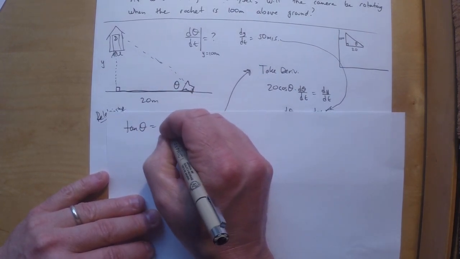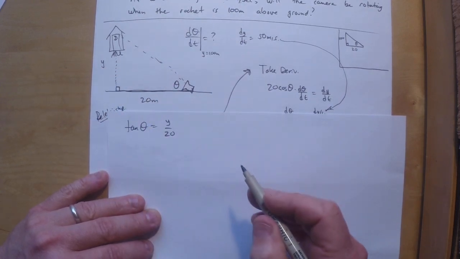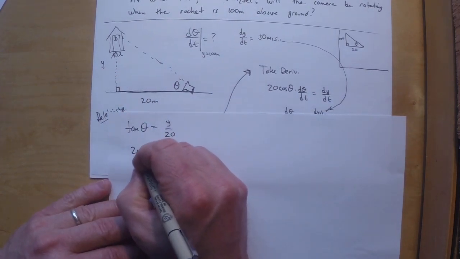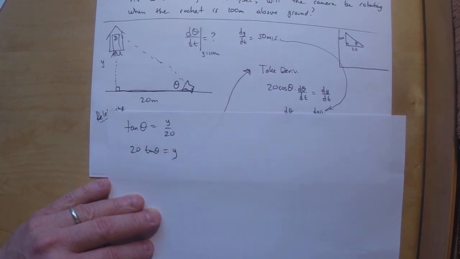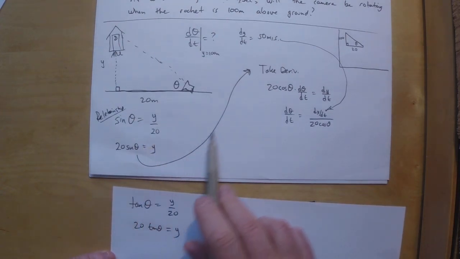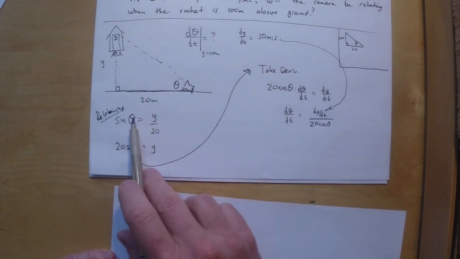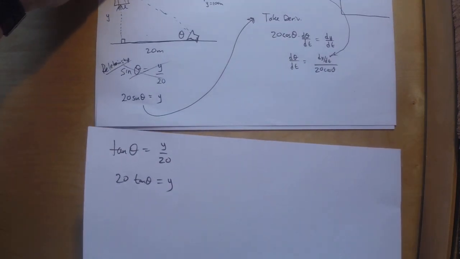Tan theta equals y over 20. Opposite over adjacent, okay? 20 tan theta equals y. Now I'll take the derivative. Again, I didn't do anything wrong from here through. That's not the right relationship. Okay, so let's get back to the drawing board on here.